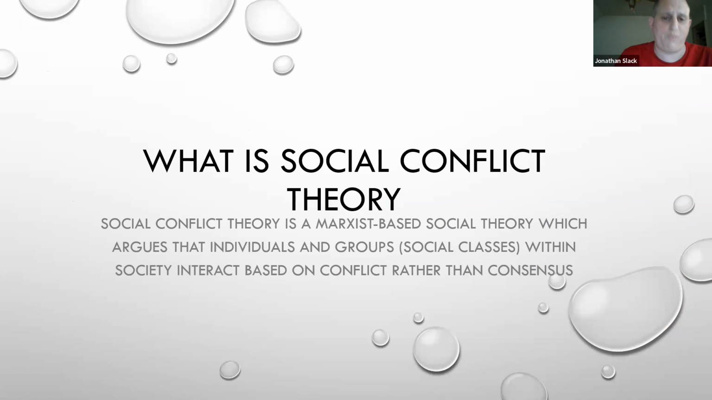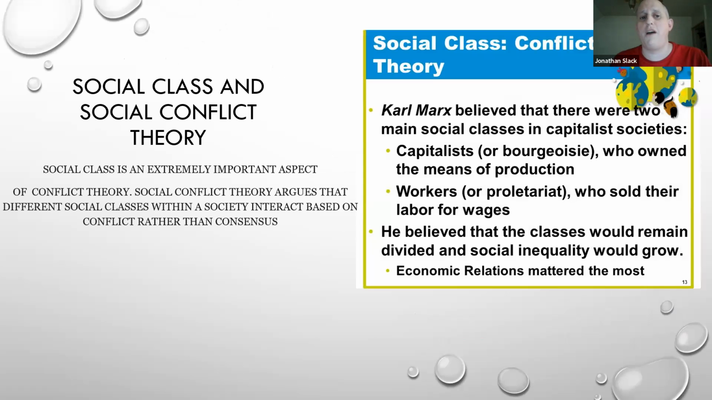We were focusing on social conflict theory, so I gave a brief definition. Social conflict theory is a Marxist-based social theory, which argues that individuals and groups or social classes within society interact based on conflict rather than consensus. So social class and social conflict theory go hand in hand to me. It's an extremely important aspect of conflict theory, because social conflict theory argues that different social classes within a society interact based on conflict.